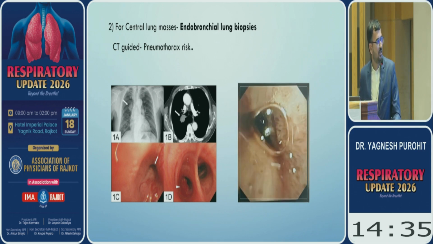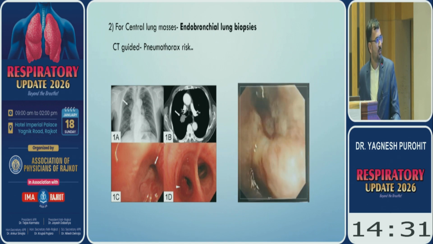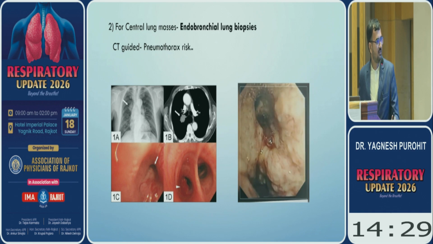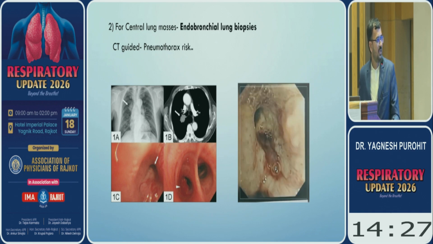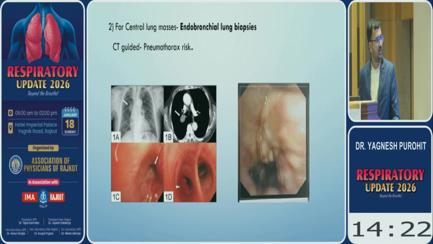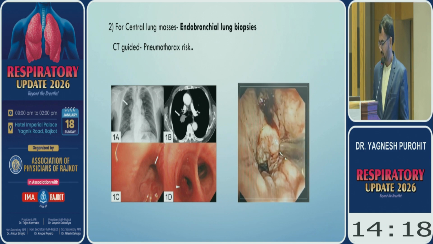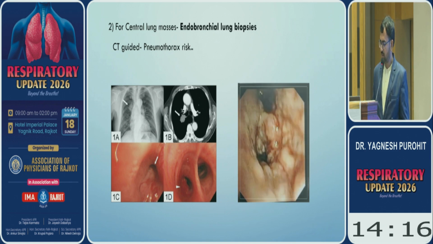We are inserting our scope into the airways. This is the left main bronchus, and the mucosa of the left main bronchus is extensively studded with these mucosal malignant infiltrates, and we can have a visible diagnosis also, and we can easily take the biopsy and can sample it, and in a few days we can have a tissue diagnosis. This is how we can take a biopsy.